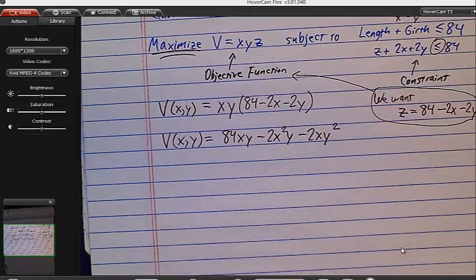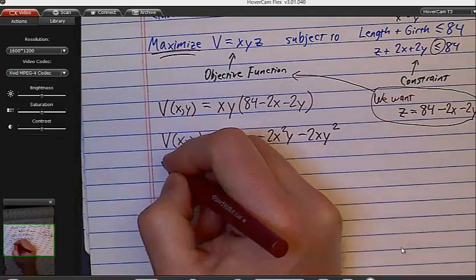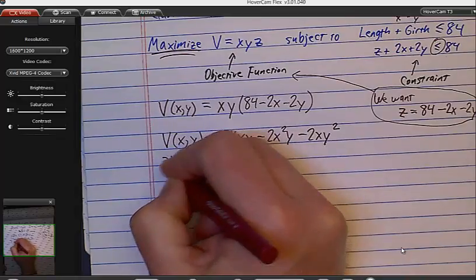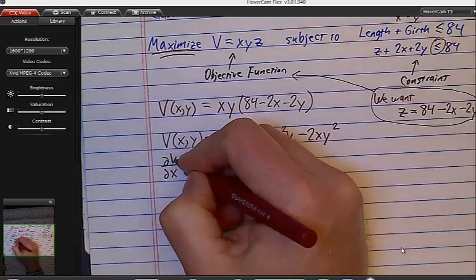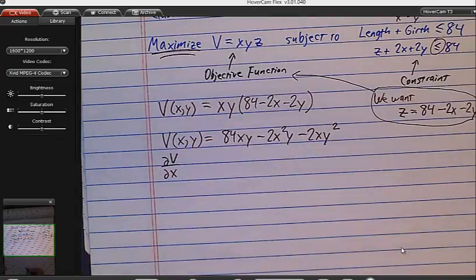Okay. So now I want to take the partial derivatives, right? And so let's see. I'll do the partial of v with respect to x first. Okay, the partial of v with respect to x. So that means I'm treating y as a variable.